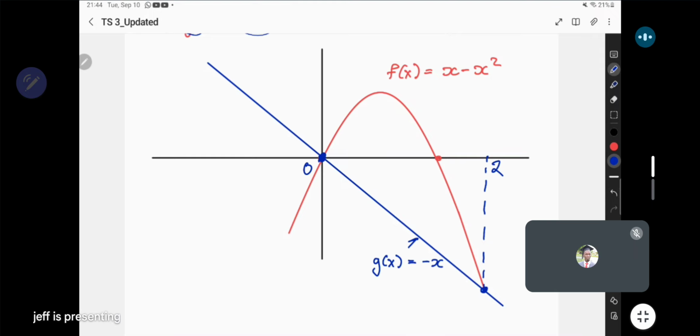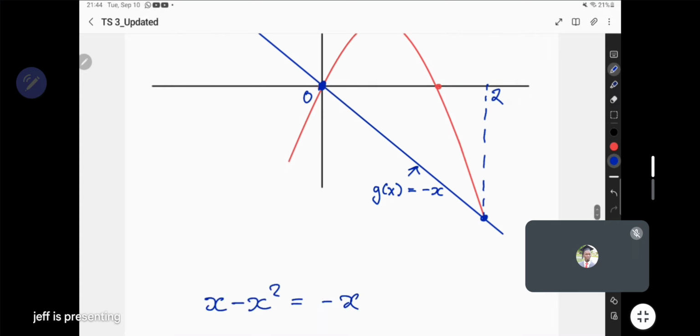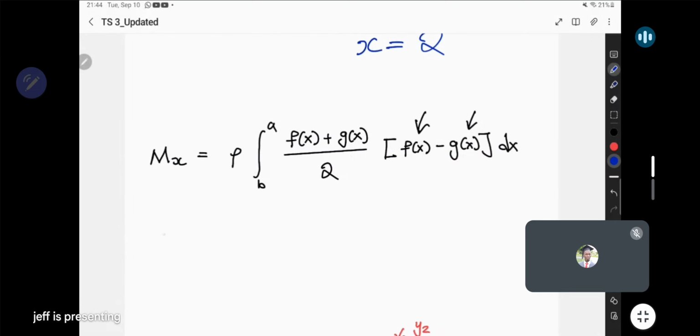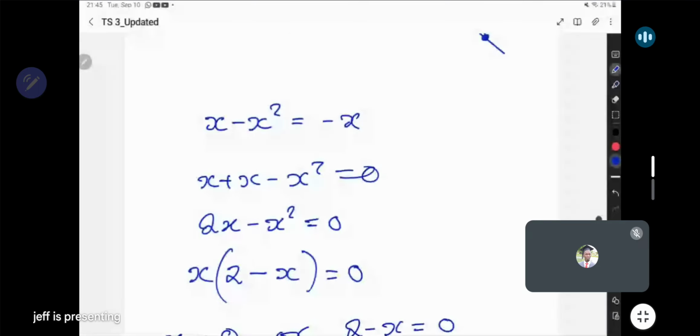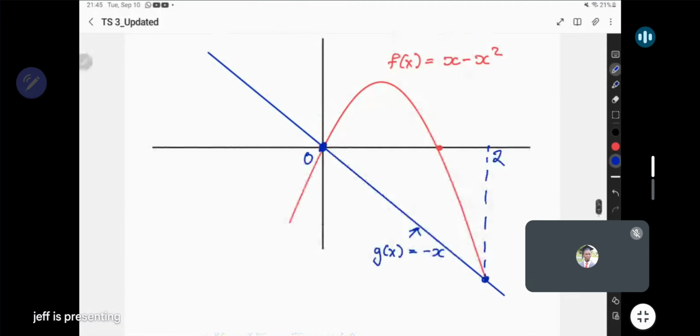So which is this one. So already here, when finding a moment about the x, what are we going to do there? Already we can see that this part here, f of x minus g of x, what do we have for f of x? We have x squared minus x minus x squared.